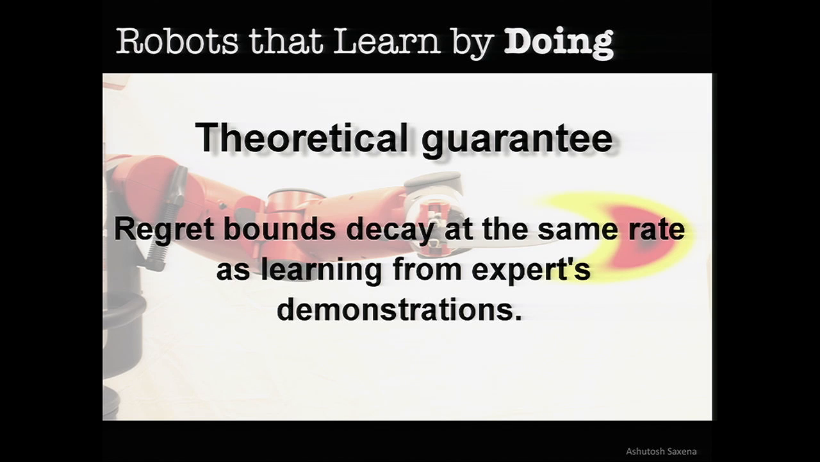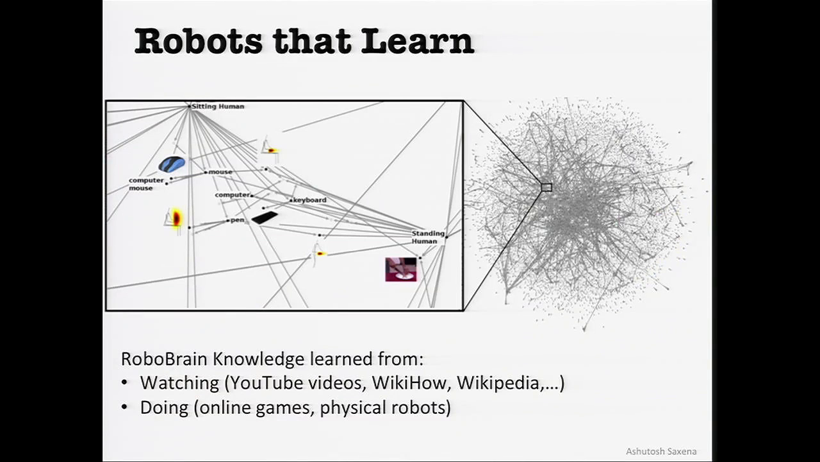So by learning, by watching and doing, we have built a really large knowledge engine, or knowledge base, for robots. Think of that as a search engine for robots. Many of us use search engines or YouTube videos to perform our daily tasks. When we don't know something, we go online and search for it and do the task. This is a similar idea for robots.